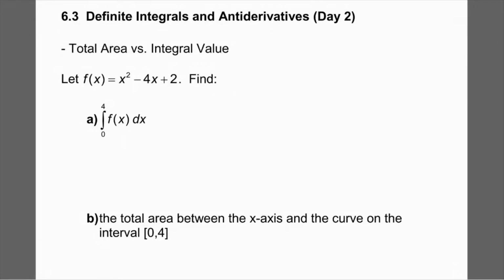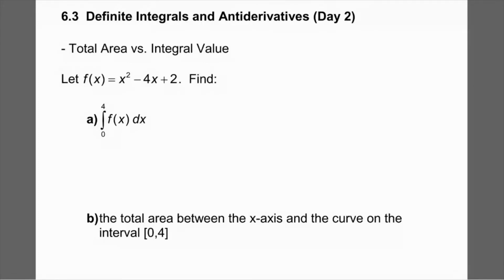This is AP Calculus AB, and this is just a little bit of an extension on section 6.3, talking about definite integrals and antiderivatives. And really what this is about is just focusing on the difference between finding the total area versus the integral value.